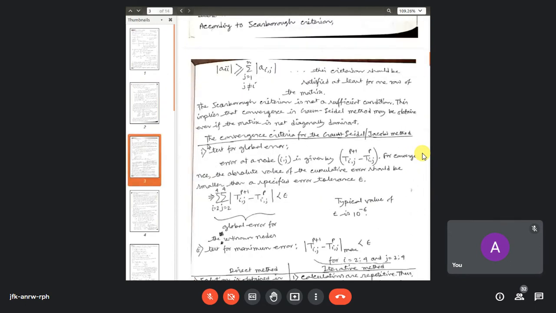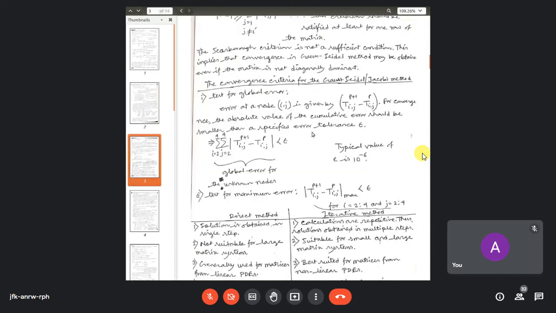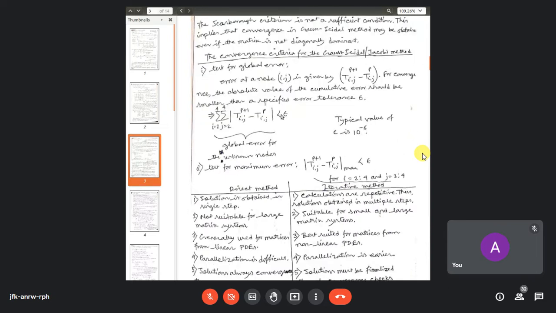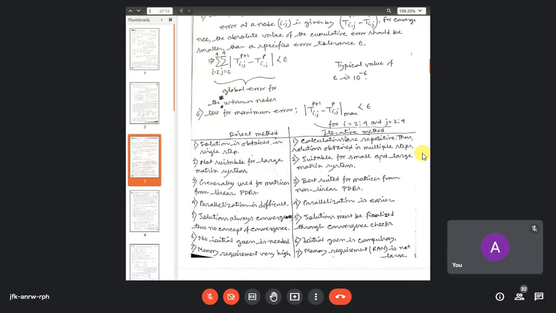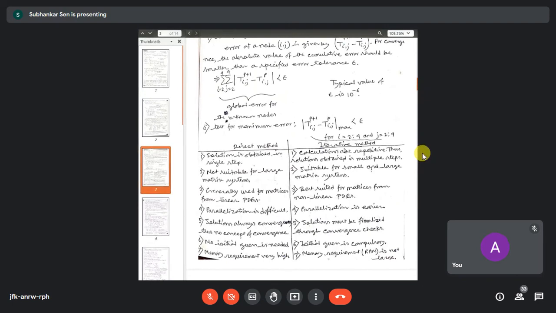So we have this convergence criteria. We can define an error in different ways, global error or local error. When you are going for direct methods, there is no concept of error, no concept of convergence. Then we highlighted some differences between the direct and iterative methods. Remember, whenever you are going for CFD, more than 99% of problems use iterative methods. So whenever we are going for CFD, take it for granted that mostly it will be an iterative method.